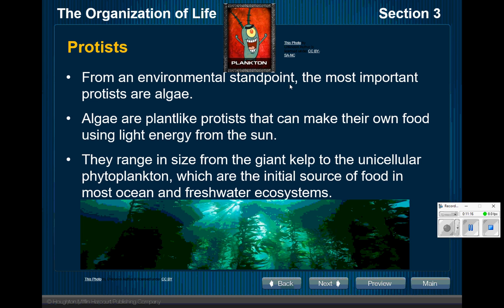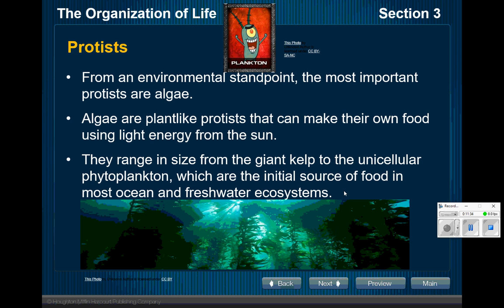From an environmental standpoint, the most important protist is algae. Algae are plant-like protists that can make their own food and use light's energy from the sun. So they form the base of the initial food source of most ocean and freshwater ecosystems.